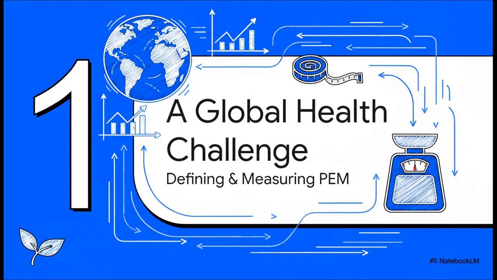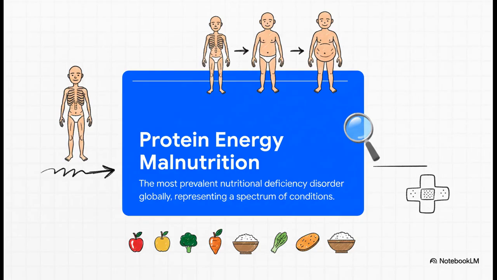Okay, let's start by really getting a grip on this global health challenge. Because before we can understand the different types, we need to be super clear on what PEM actually is and how it's measured. You see, protein energy malnutrition, or PEM, isn't just one single thing. It's a whole spectrum. It's easily the most common nutritional deficiency disorder in the world, and it can range from cases that are pretty mild all the way to severe, life-threatening forms that need immediate medical help.